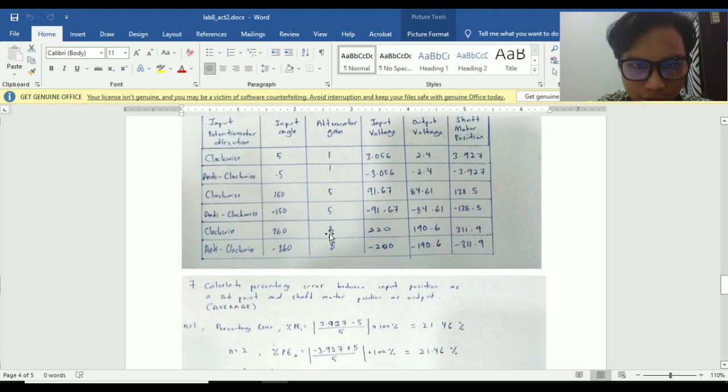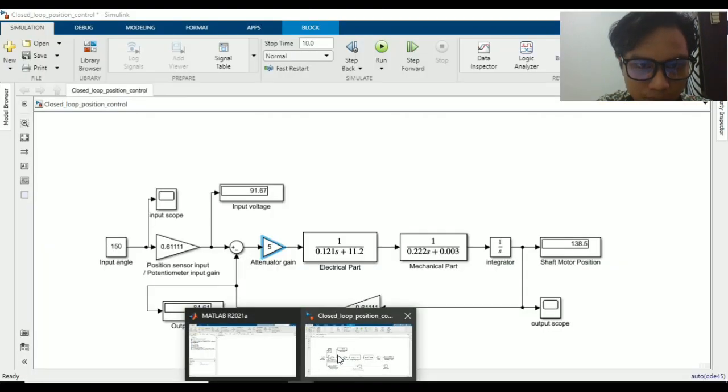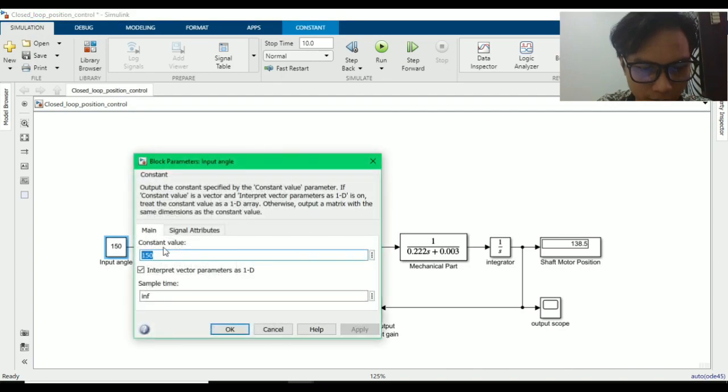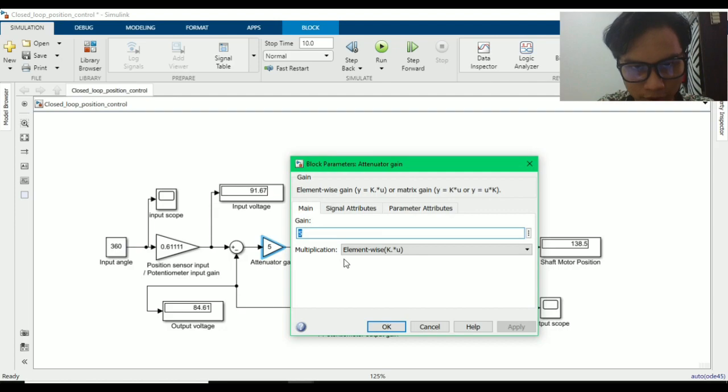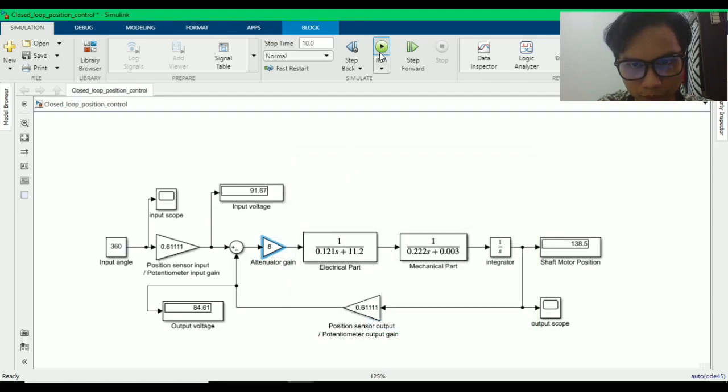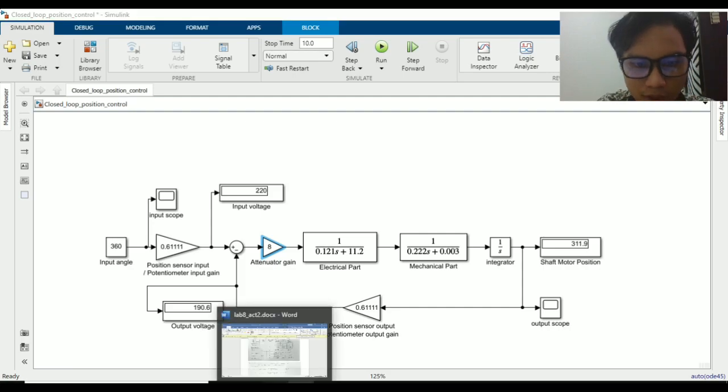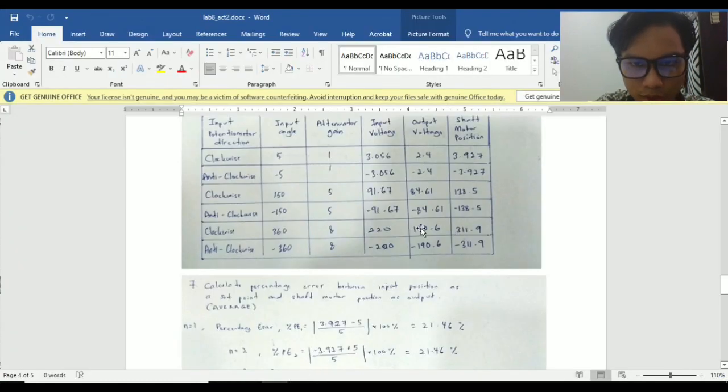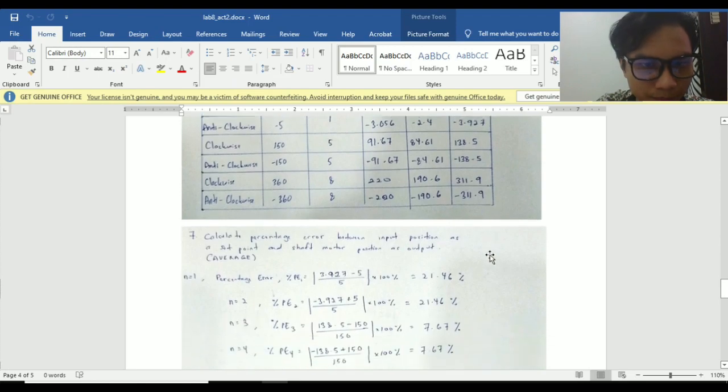And for 360 and 8, so input angle 360 and gain is 8. So run, we get input voltage 220 and shaft motor position 311.9 and output voltage is 190.6. So same as the result. And for anti-clockwise, we put the negative only.